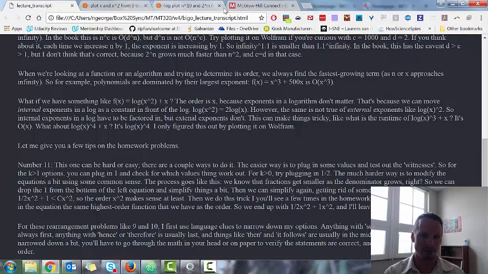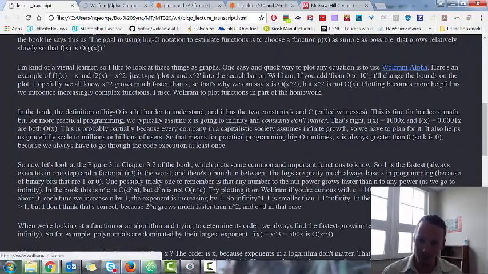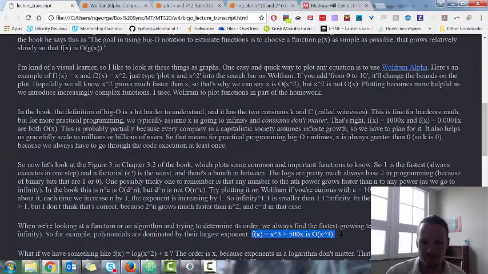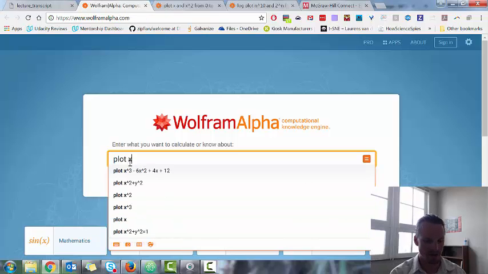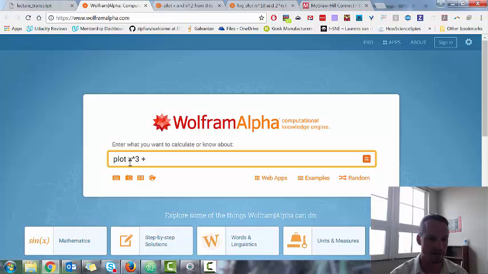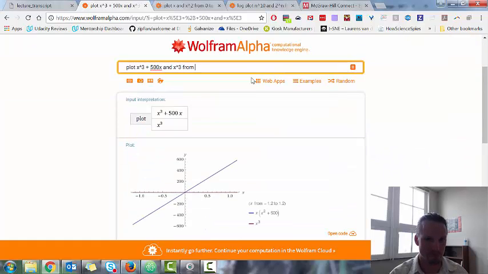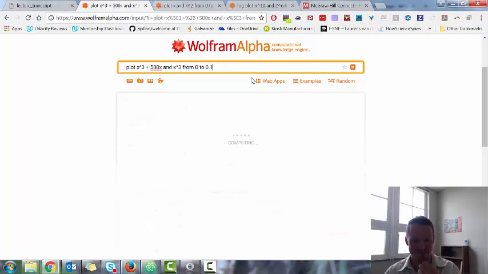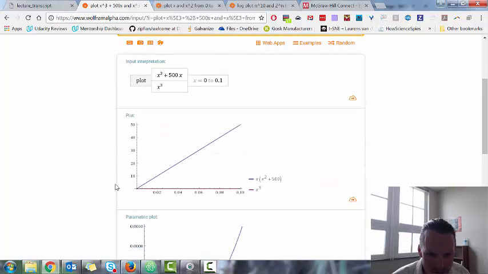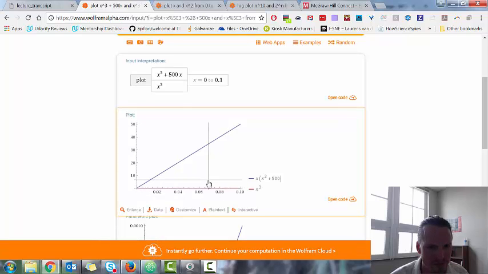Another thing to know is that for polynomials like this equation, if we have x to the third plus 500x, that's order x to the third, because that's the biggest term in this entire equation. So we can plot x to the third plus 500x and also plot x to the third. I think we can't see x to the third because it's too small.